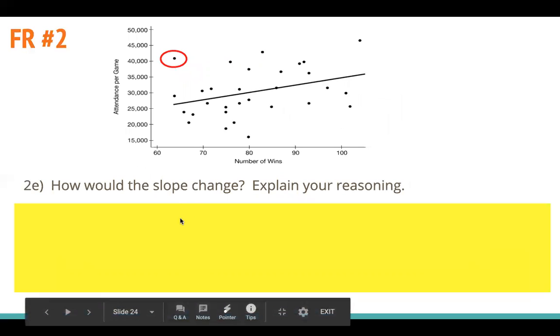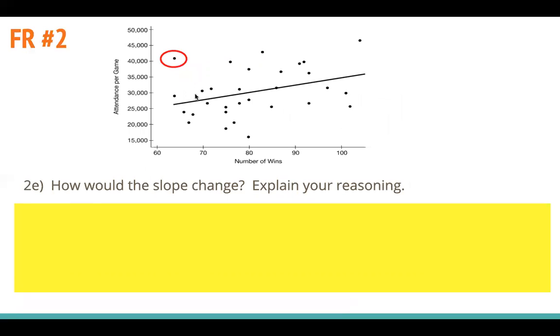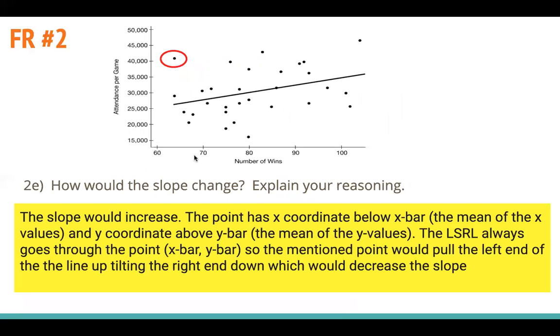And then 2E asks how the slope would change. If this point is smaller than the x mean, it's going to pull that line up towards it, which would actually be decreasing the slope. So if I remove it, the slope is going to increase.